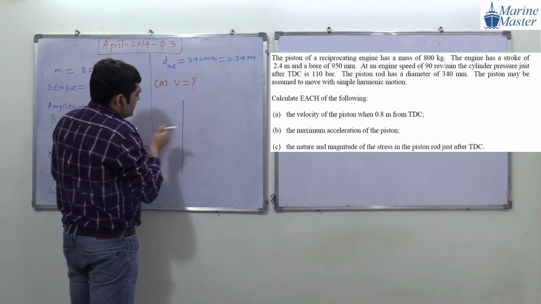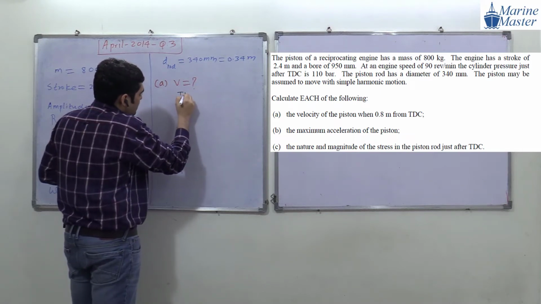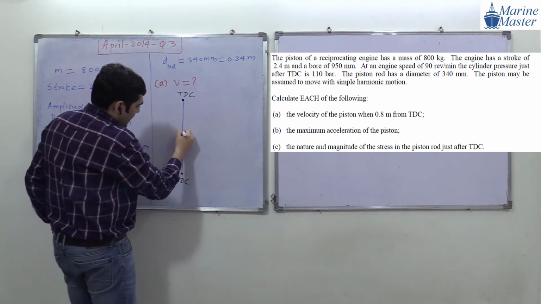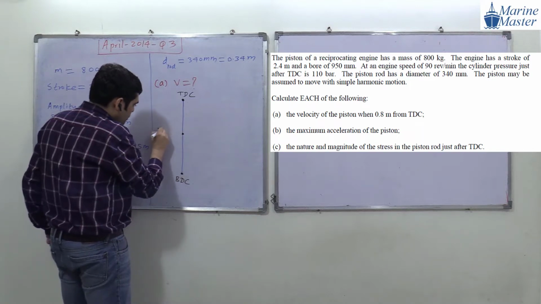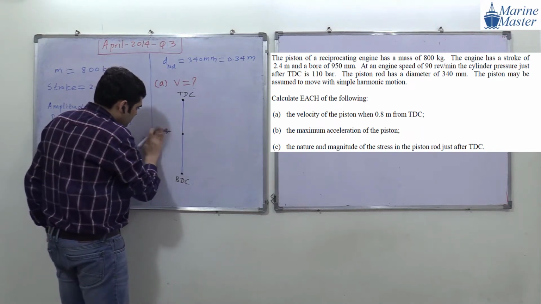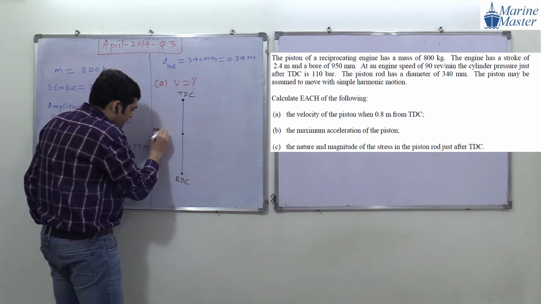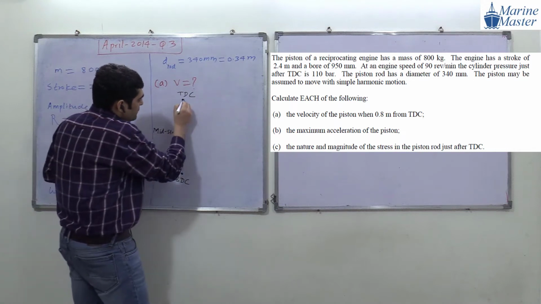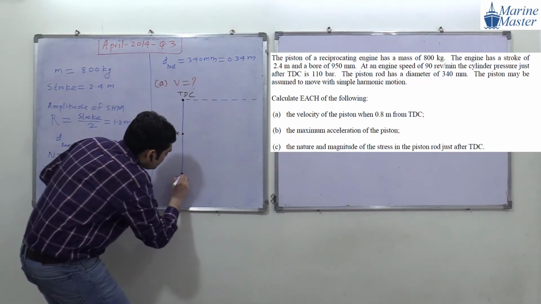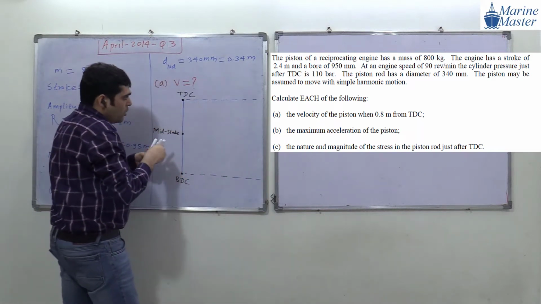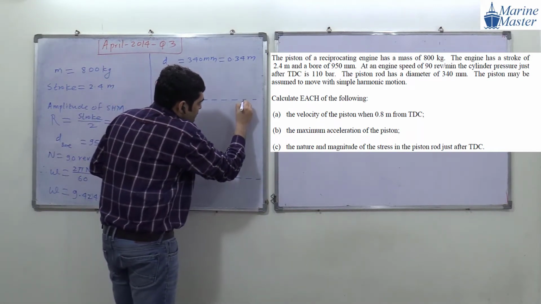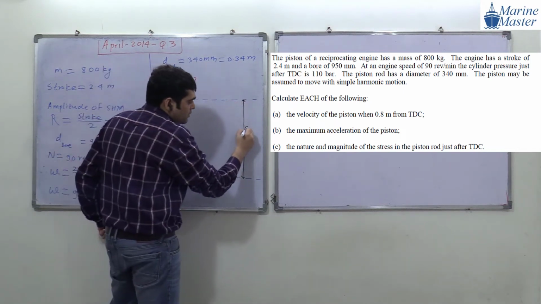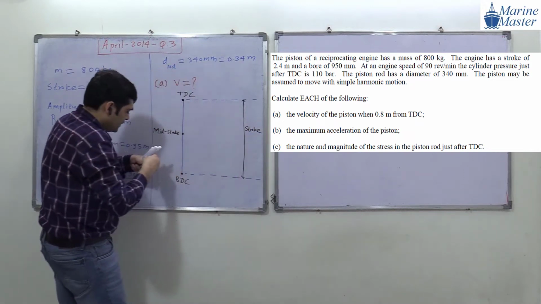So this topmost point will be TDC. The bottommost point is BDC. Exactly in between is the mid stroke, the fixed point. Everyone getting my point? Whenever we have such types of questions, always try to draw the drawing. The distance between TDC and BDC will be the stroke.